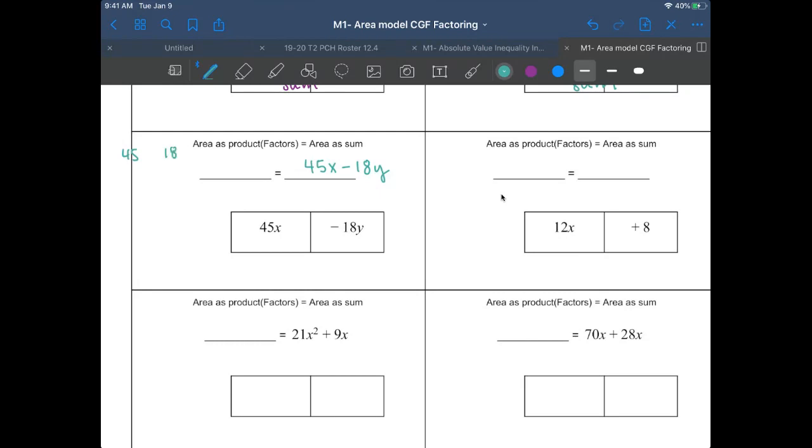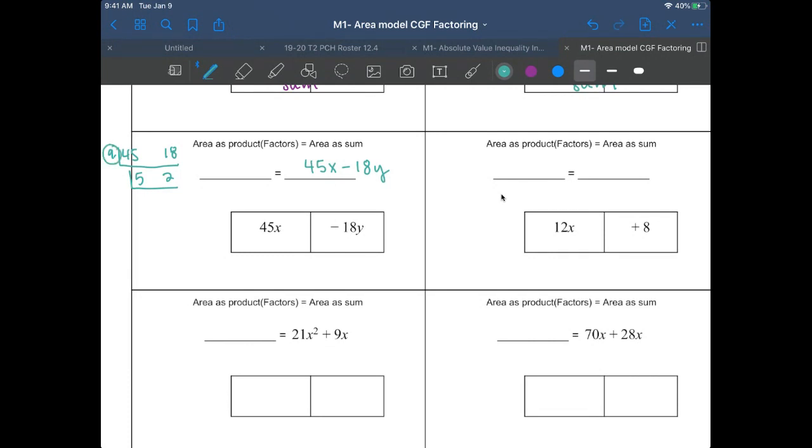Okay, what divides out of 45 and 18? I see 9. 9 times what gives me 45? 5. 9 times what gives me 18? Which is 2. Any common factors between 5 and 2? Nope, we're done. Our greatest common factor is 9.